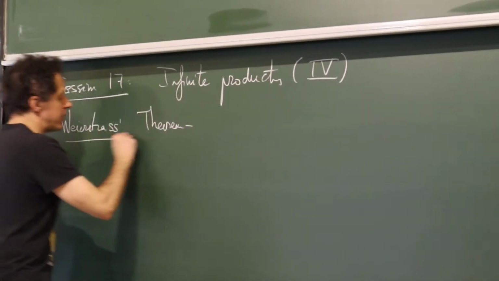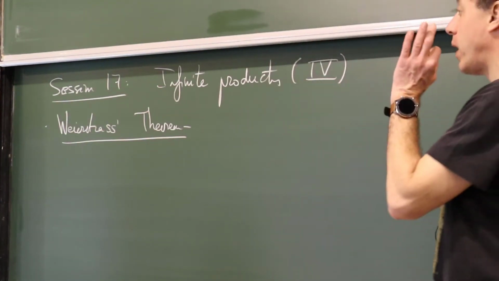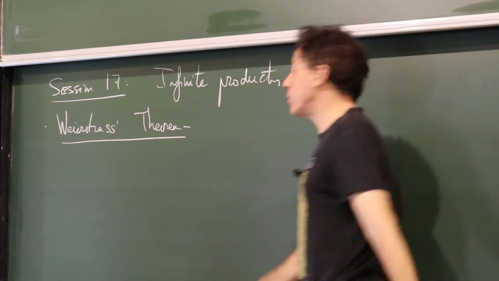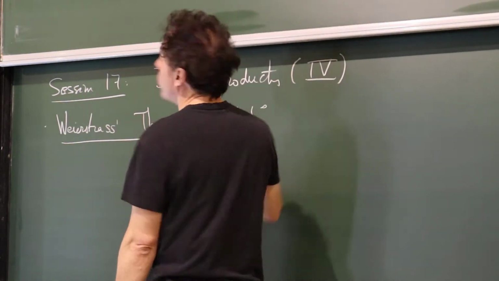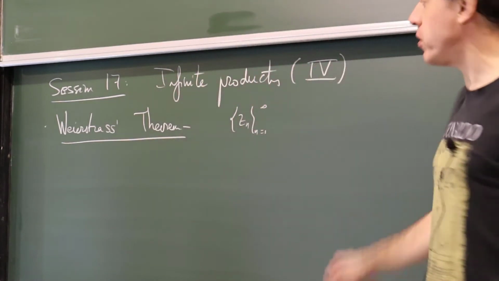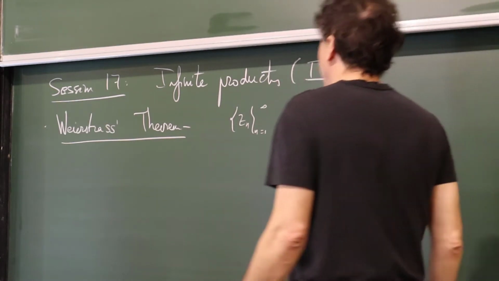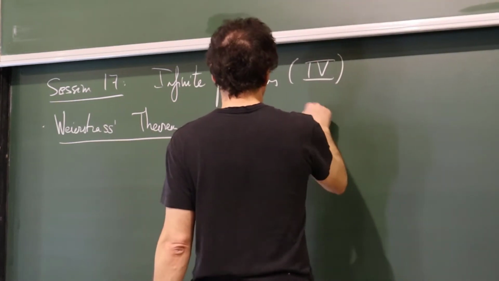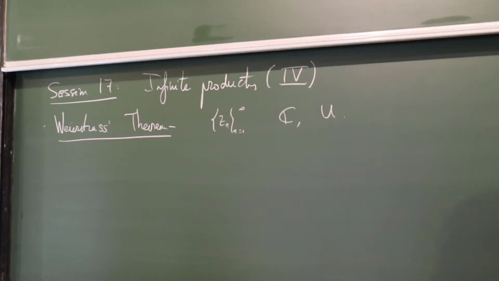Weierstrass theorem essentially tells us that if you choose any sequence of points without accumulation points, you can always find a holomorphic function having these points as zeros with given multiplicities. And this result is valid either on C or on an open set U. It's the first result we showed.